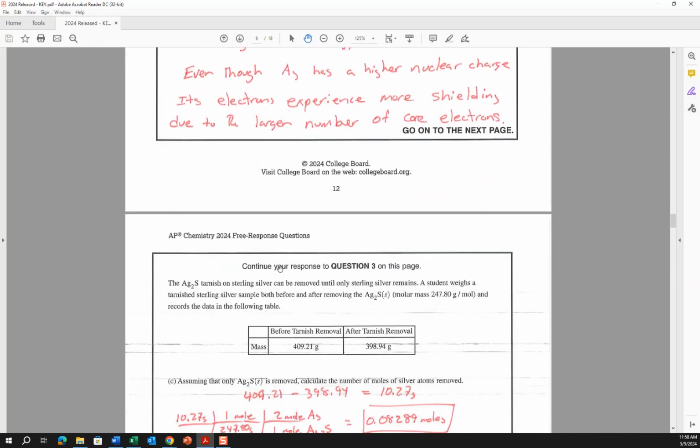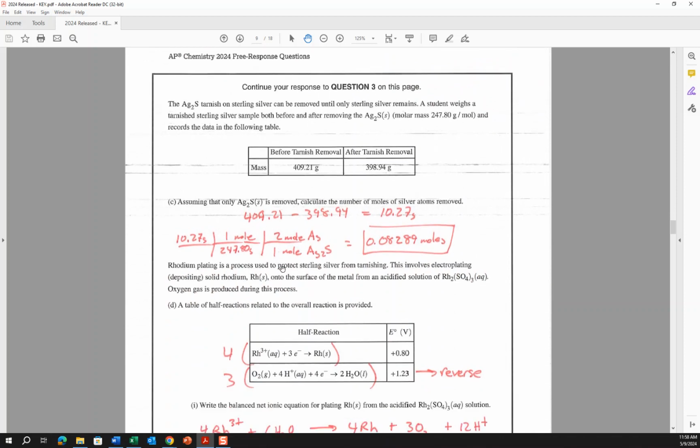Okay. If we go to part C, I initially just calculated the moles of silver sulfide because I ran through it fast. And then when I went back to double check, I went, oh, wait, they just wanted silver. So you'd have to subtract to get the mass of the silver sulfide.